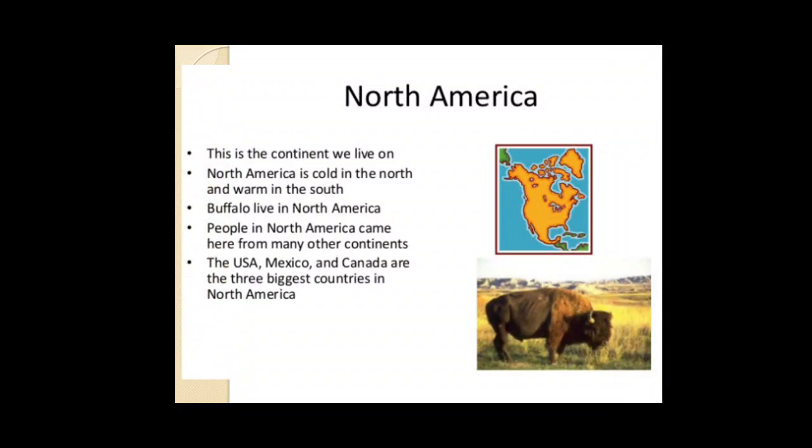The next continent is North America. North America is the third largest continent of the world. It is linked to South America by a very narrow strip of land called the Isthmus of Panama. The continent lies completely in the northern and western hemisphere. The oceans surround this continent. This is the continent we live on. North America is cold in the north and warm in the south.